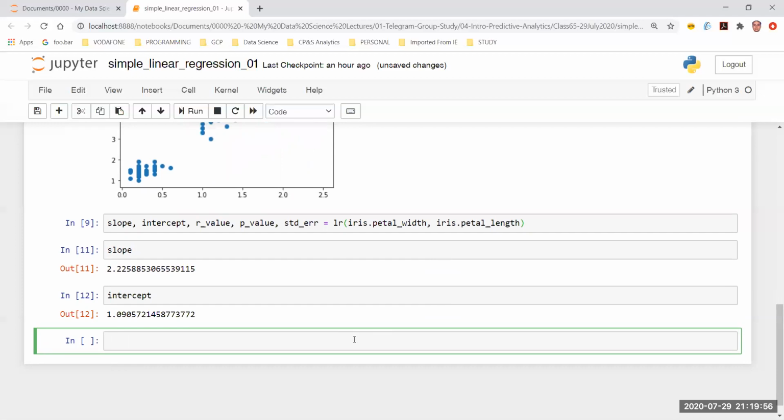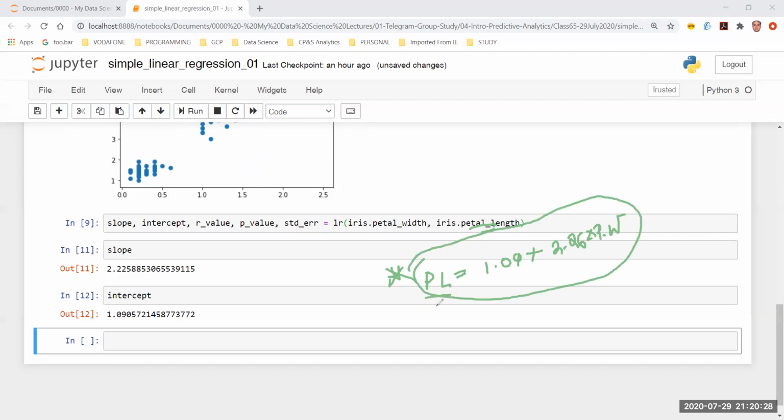The next thing is intercept. Intercept is how much? 1.09. So my final equation becomes y. In this case, what is y? Petal length. So I'm not going to write y, I'm going to write petal length is equal to 1.09 plus 2.26, I've just taken a round, multiplied by petal width. Using this function, I should be able to estimate any value of petal length given I have the petal width. That's exactly what I could do right now.